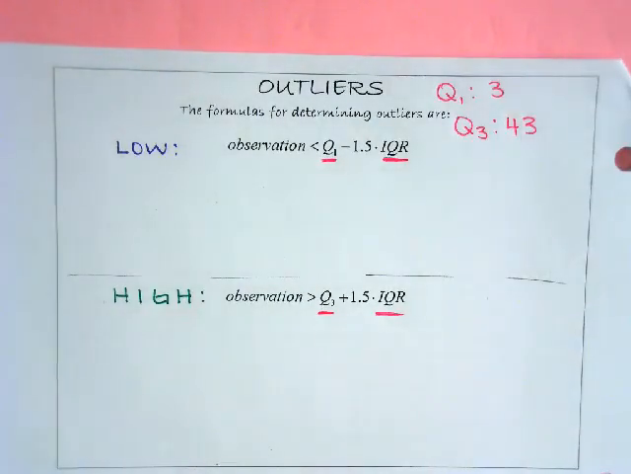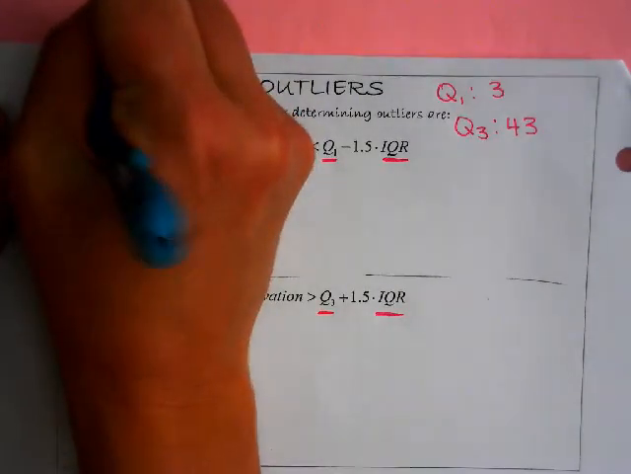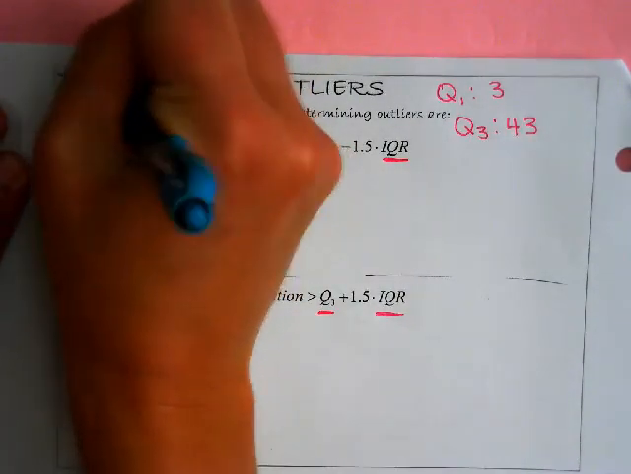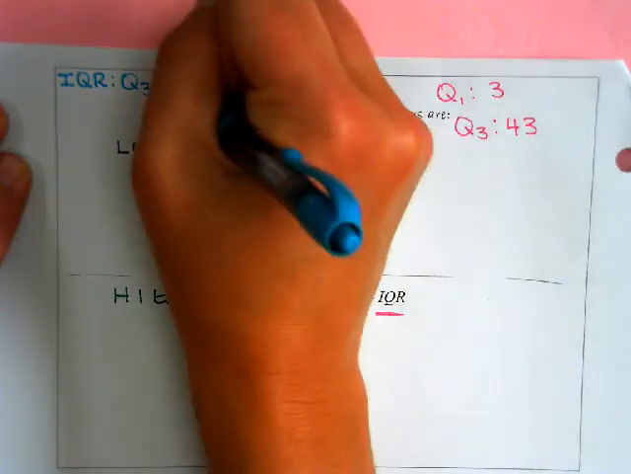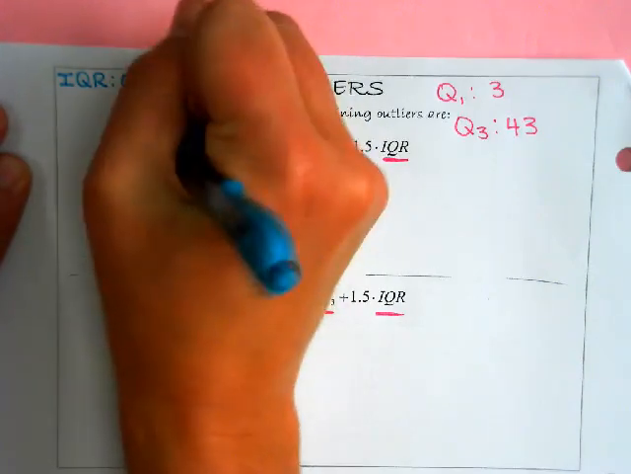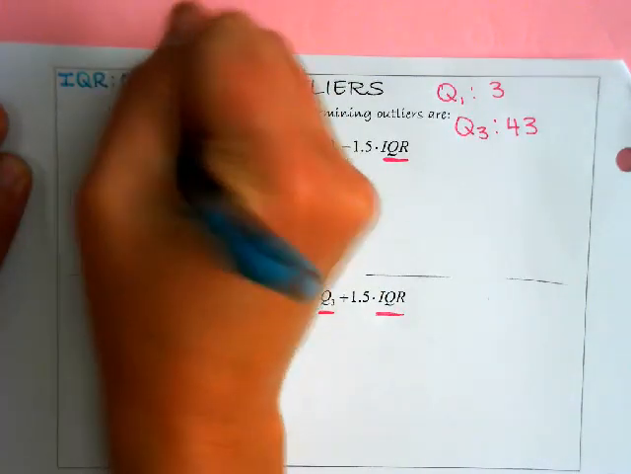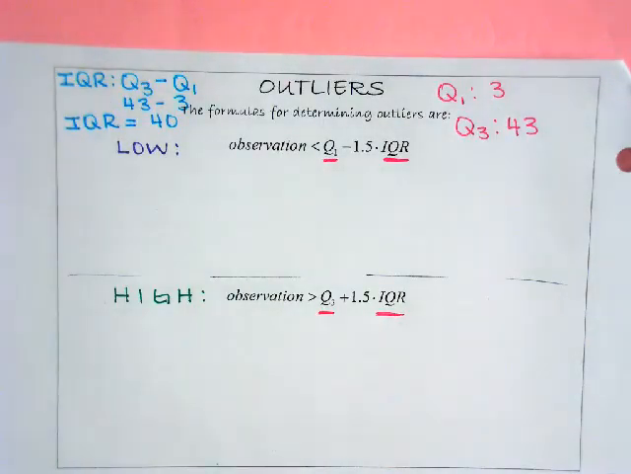All right, so Q1 is 3, Q3 is 43, and remember, last class I did talk about the IQR. The IQR is found by taking Q3 minus Q1. I'm sorry, say that again? So it is 40 in this case, yes. So we would take 43 minus 3, which, like Jillian said, is 40. So we have our IQR, we have Q1, Q3, we have all the pieces we need to do our outlier formulas.